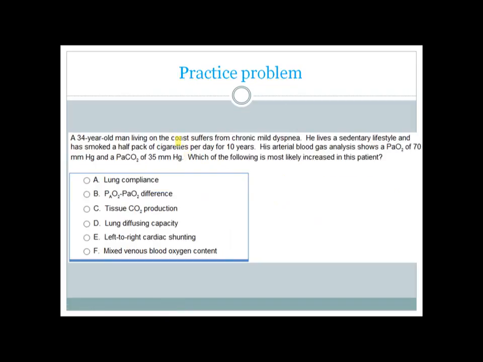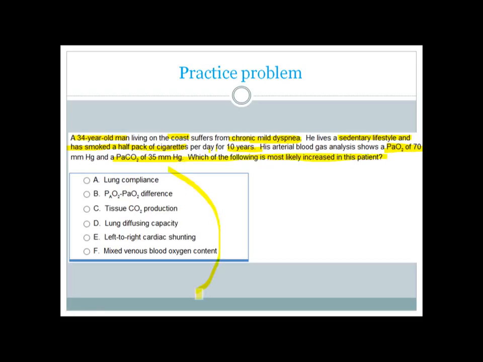We have another practice problem here. A 34-year-old man living on the coast suffers from chronic mild dyspnea. He lives a sedentary lifestyle and has smoked a half pack of cigarettes per day for 10 years. His arterial blood gas analysis shows a partial pressure of oxygen of 70 mm mercury and the partial pressure of carbon dioxide of about 35 mm mercury. Now, which of the following is the most likely increased in this patient?